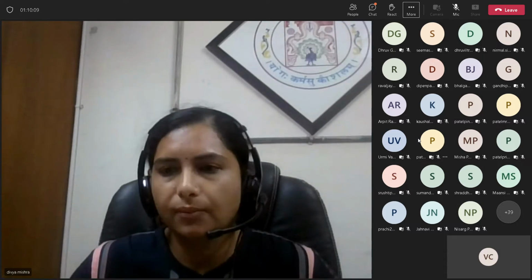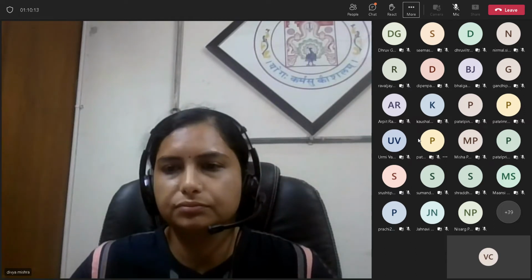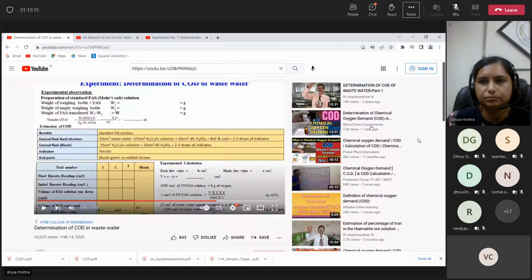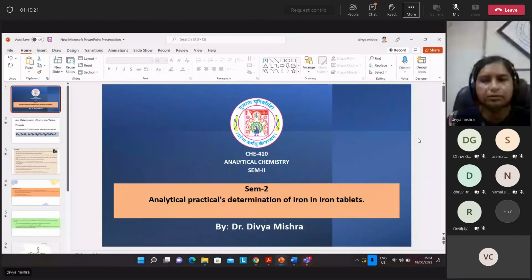Now we will see the third practical. Here we will determine the content of iron present in the iron tablet.